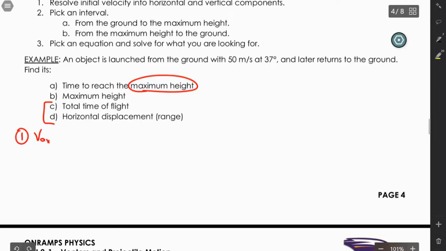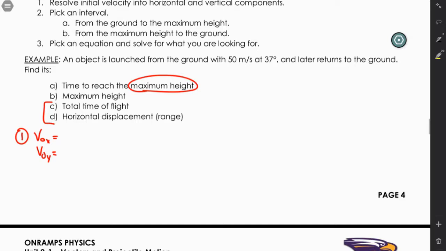So we're going to do VOX, VOY. I apologize, I didn't read the question. So an object is launched from the ground with 50 meters per second at 37 degrees and later returns to the ground. Find its time to reach the maximum height, the total time of flight, and then the horizontal displacement, again, which is the range.